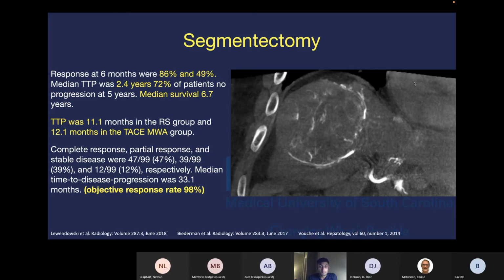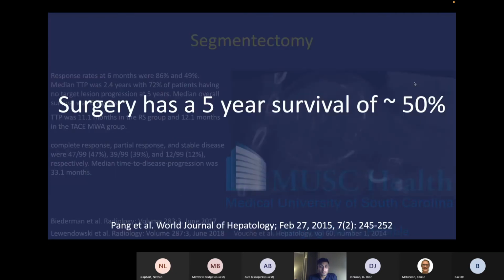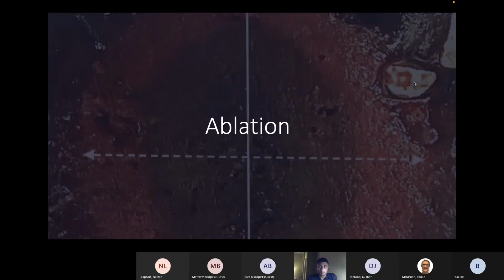And so the issue is you're talking about an objective response rate of 98%, and you're talking about a median survival of 6.7 years. Well, if you look at oncology in general, the definition of cure is 7 years. And keep in mind that if you do a hepatectomy for HCC, the median survival is 50% at 5 years. And so we're getting to the point where you're talking about actually curing cancer, not just treating cancer, with some of these treatments, in particular radiation segmentectomy.